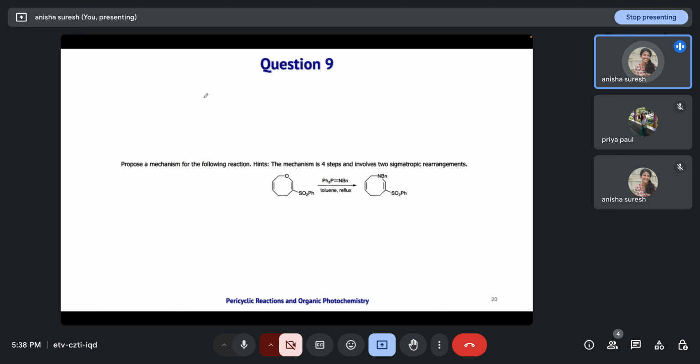Now coming to question number 9. Propose a mechanism for the following reaction. This is a reaction involving 4 steps, out of which 2 are sigmatropic rearrangements. This is the starting material and this is the final product that is forming. Just this O is getting replaced by NBn. Please try to work it out.